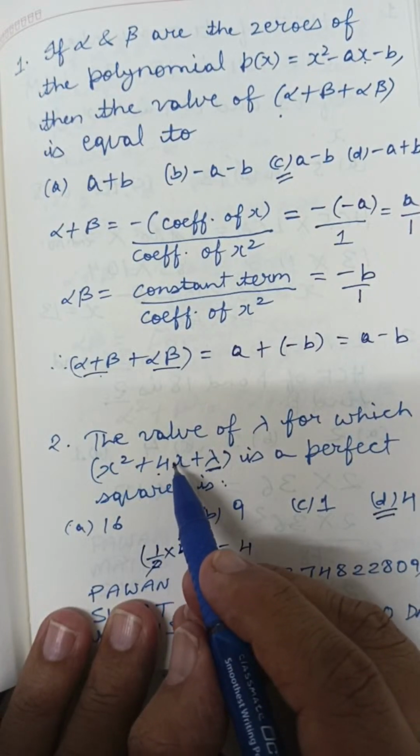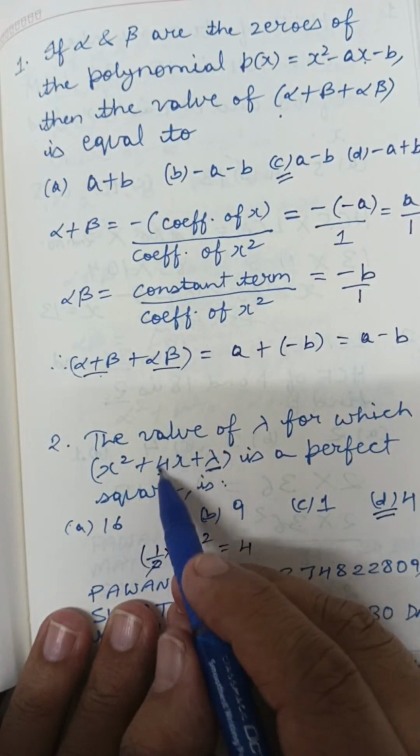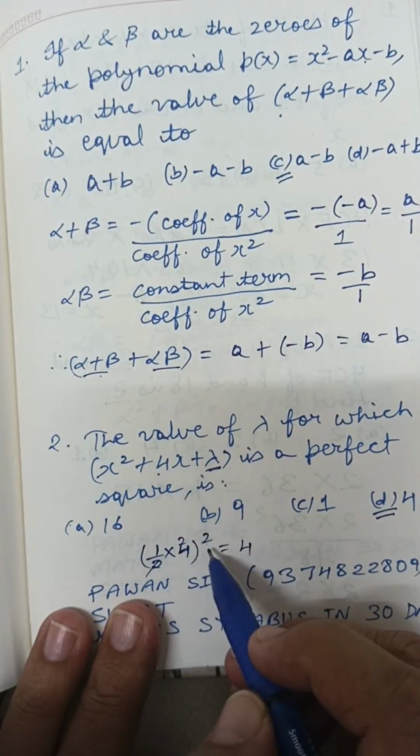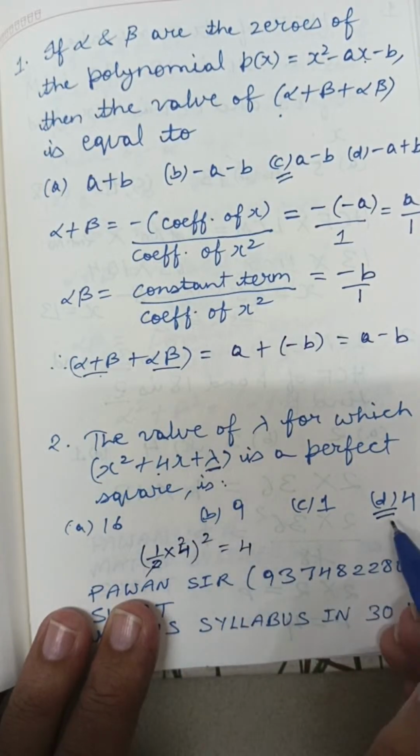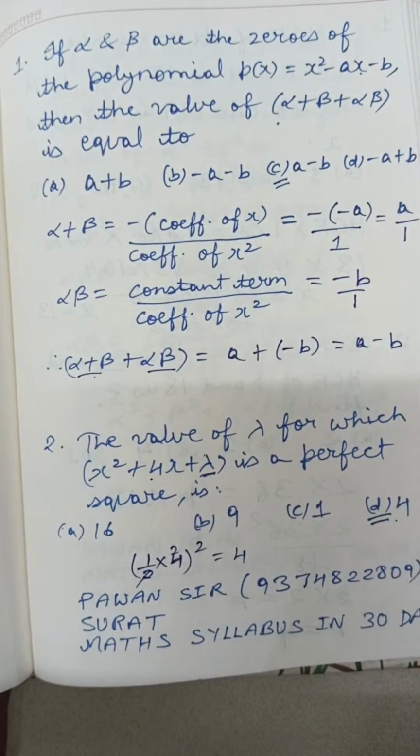What you have to do? You have to do the half of the middle term and then you have to do the square. So the correct option is 4.